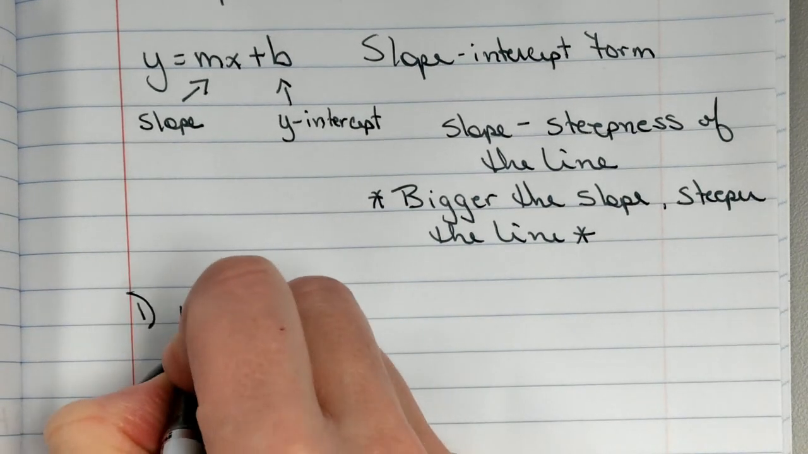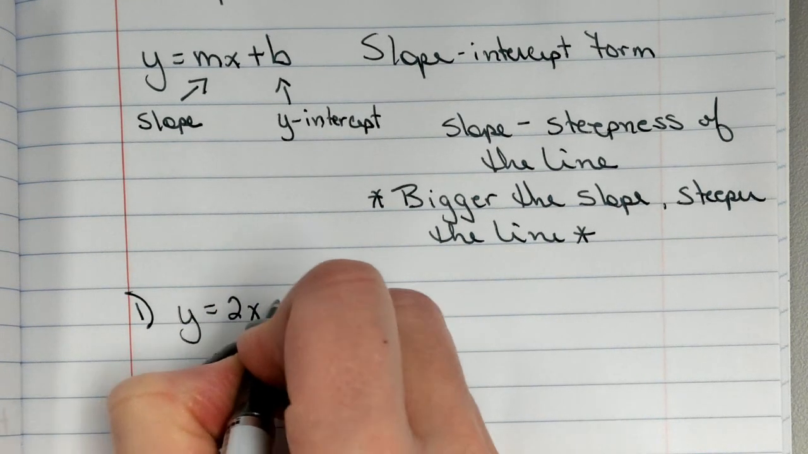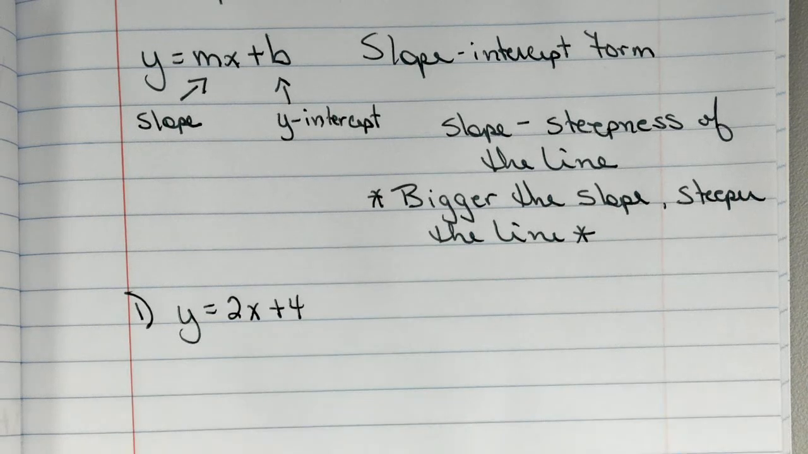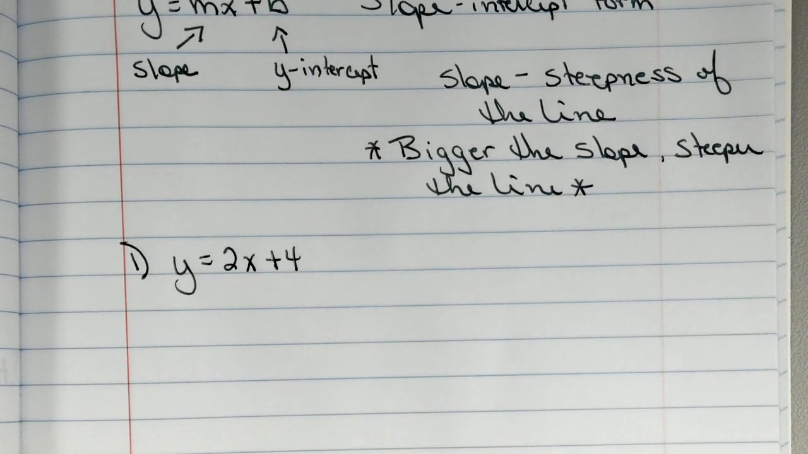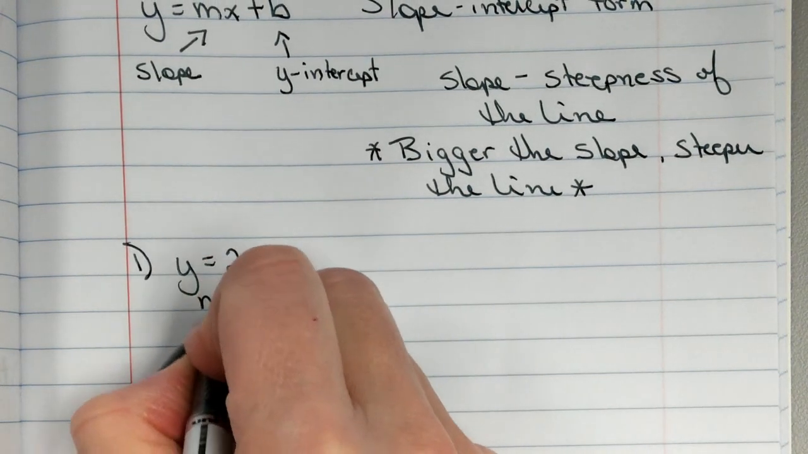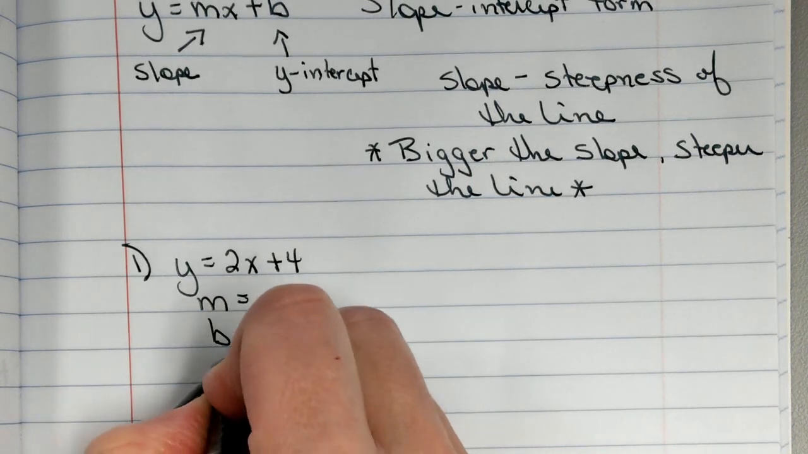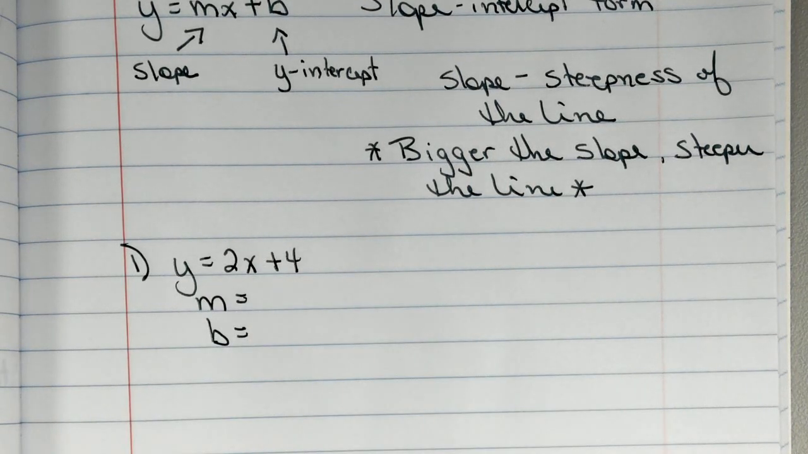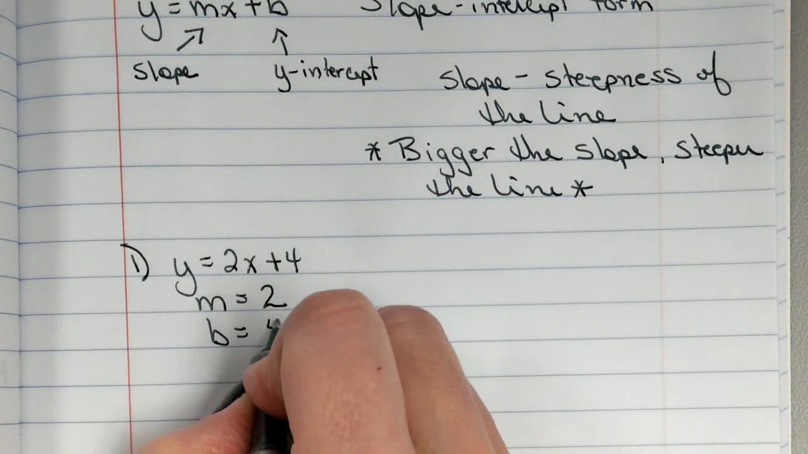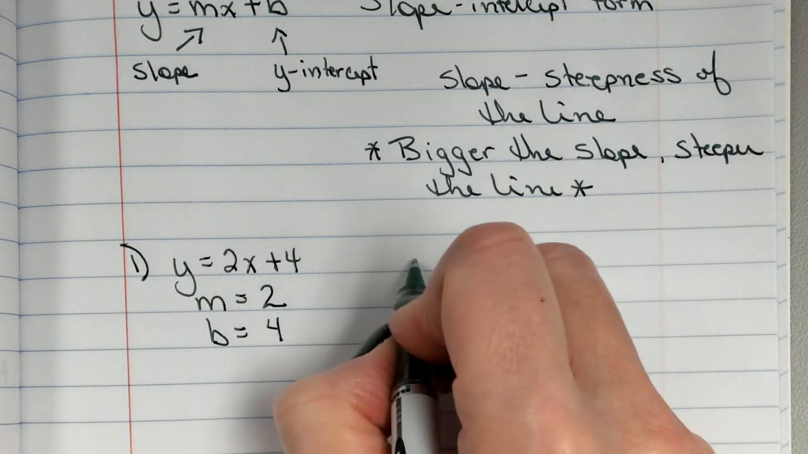Let's put a couple of examples before we move on to our slope formula. If I had y equals 2x plus 4, and my directions just said identify the slope and the y-intercept, because you'll have that sometimes. It's just asking you to pick out the pieces. What is the m? What's the slope? 2. What's the b? What's the y-intercept? 4. Easy as that.